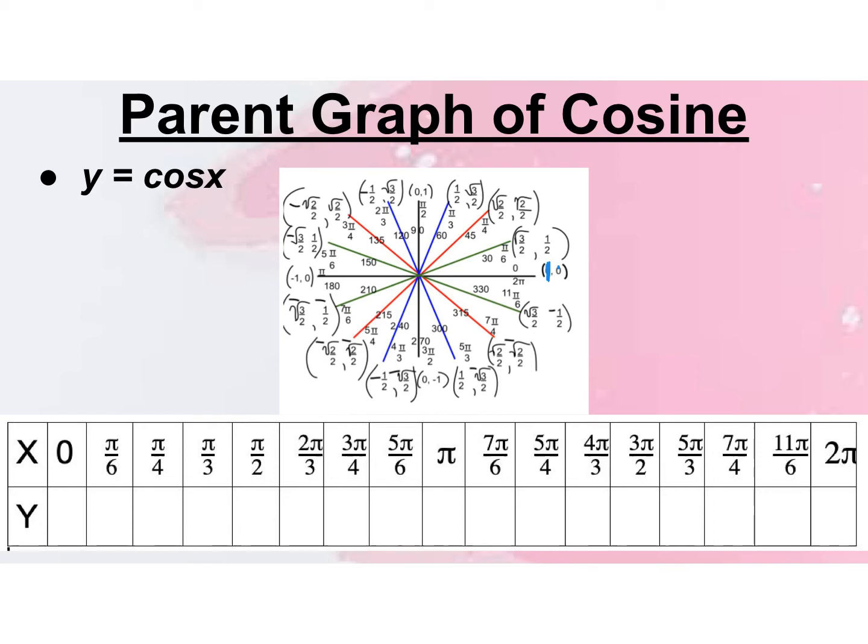When x is 0, we're up here at 1. Pi over 6, cosine is root 3 over 2. Pi over 4 is my medium triangle, root 2 over 2. Pi over 3 is 1/2. Pi over 2 is 0.